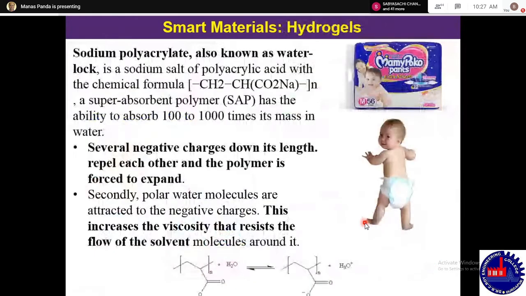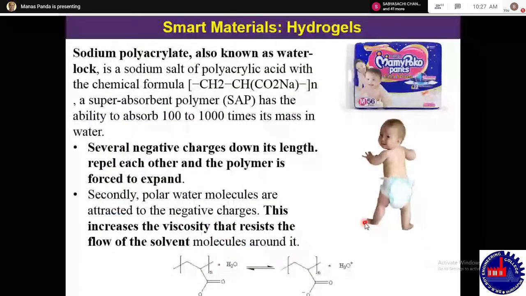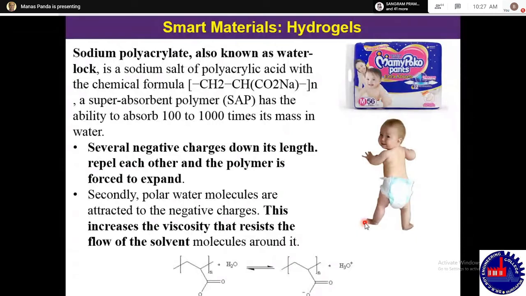Now, from the very beginning of your birth, since the day you saw the light of this world, you have been encountering smart materials, and your mom has probably used this kind of thing so that you do not spread a nuisance here and there. This is nothing but a smart material which can change its shape in response to water molecules. So this is a hydrogel material.